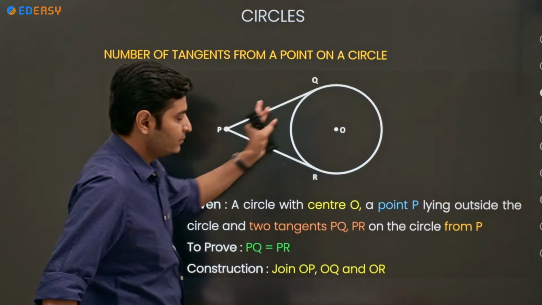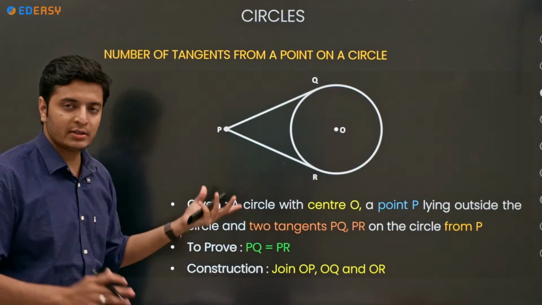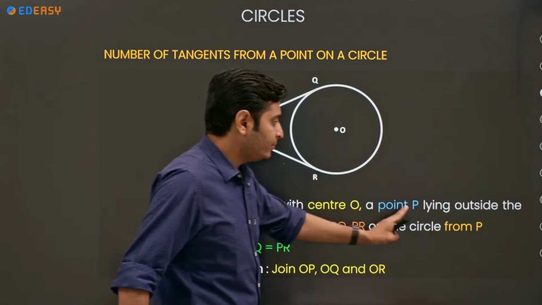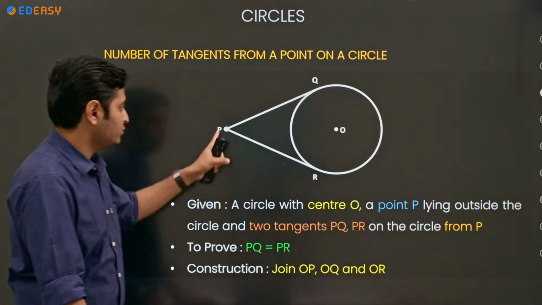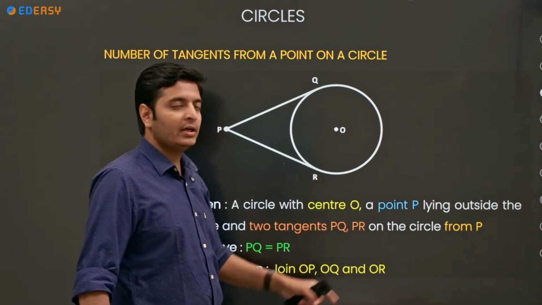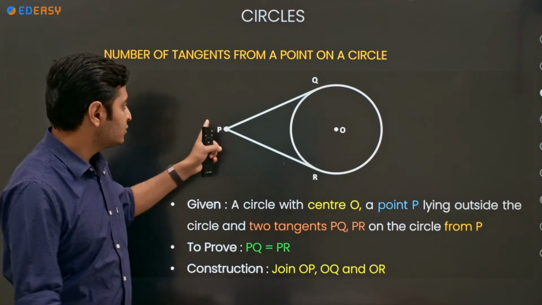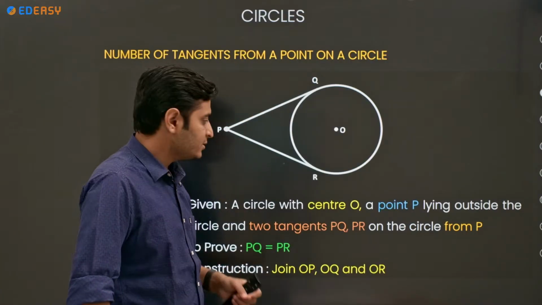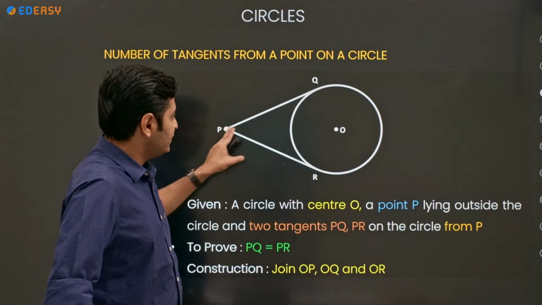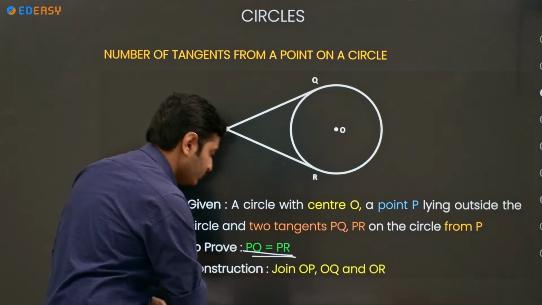First, we are going to consider a circle. In your exam paper, you will be writing everything that is given or what you are considering. Given a circle with center O, a point P lying outside the circle. So this is point P, which is lying outside the circle, and two tangents PQ and PR. As we know, from a point lying outside the circle we can draw two tangents. So PQ and PR are our two tangents on the circle from P. So we need to prove that PQ and PR are equal. To prove PQ equals PR, this we need to prove.